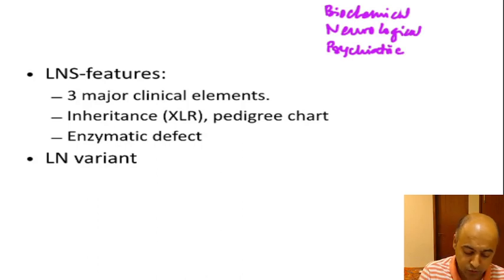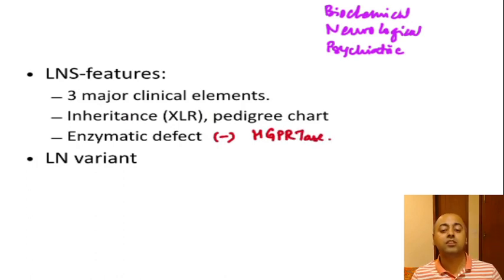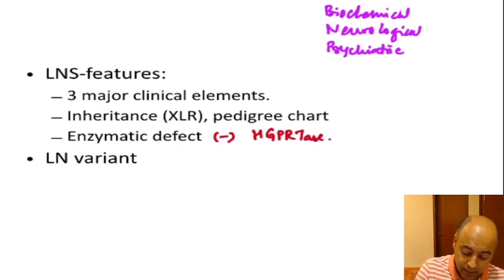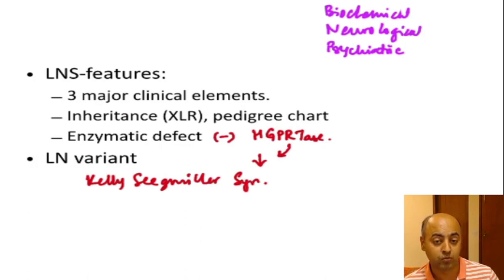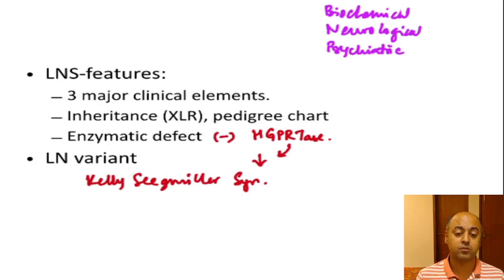Inheritance pattern, I already told you, it is X-linked. The enzymatic defect is absence of the enzyme HGPRTase. In the Lesch-Nyhan variant, the enzyme is decreased, and the condition is known as Kelley-Seegmiller syndrome. So if HGPRTase is decreased, we get the variant called Kelley-Seegmiller syndrome. If it is absent, then we get the condition Lesch-Nyhan syndrome. Please keep this point in mind.